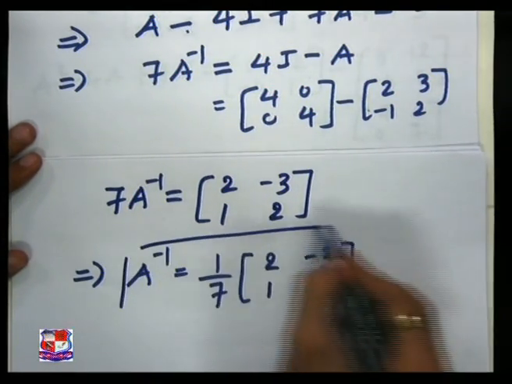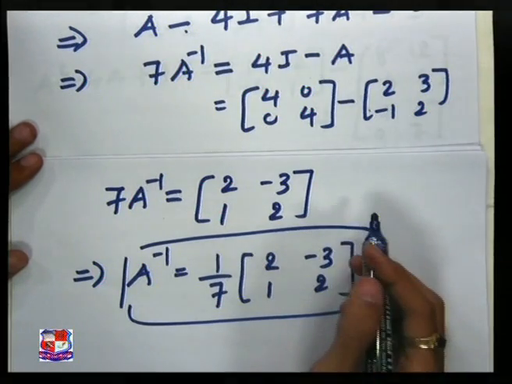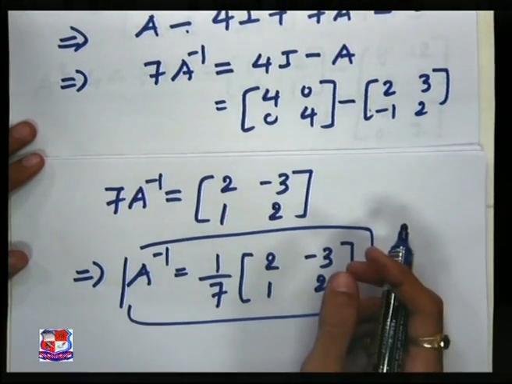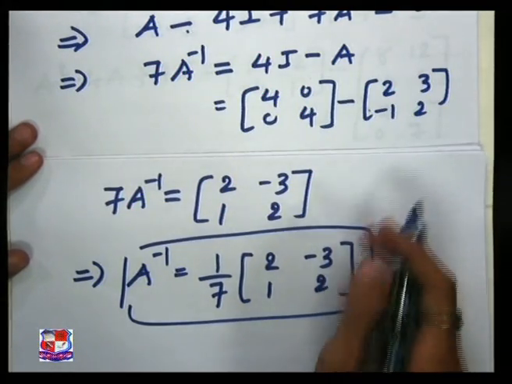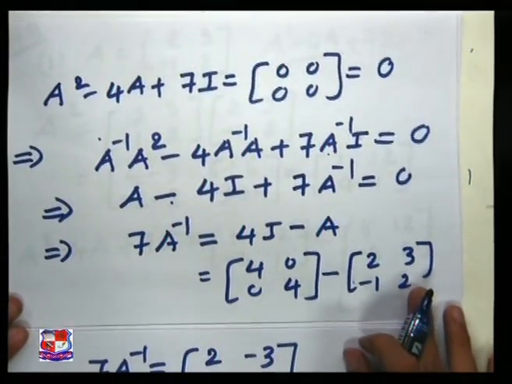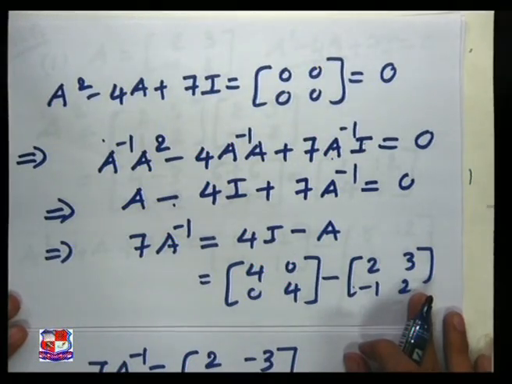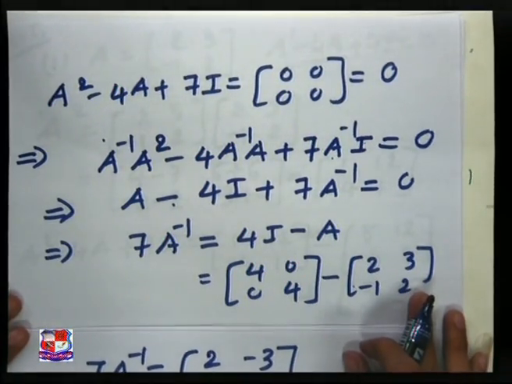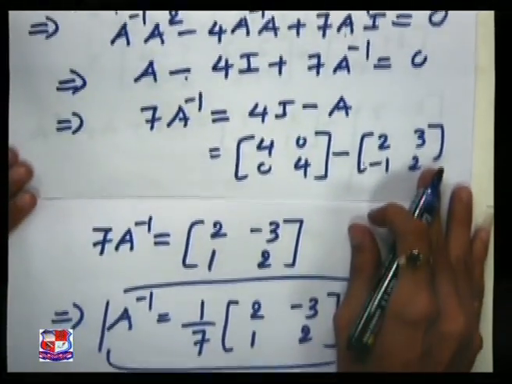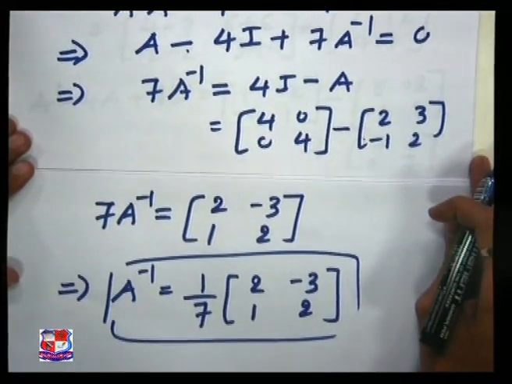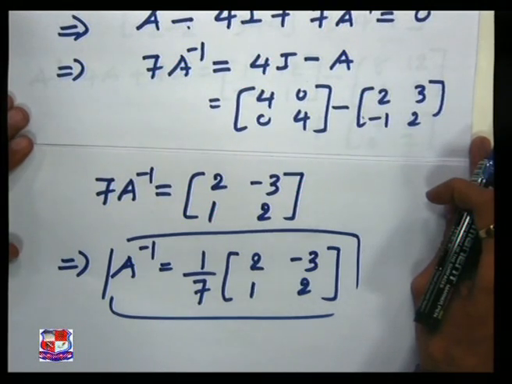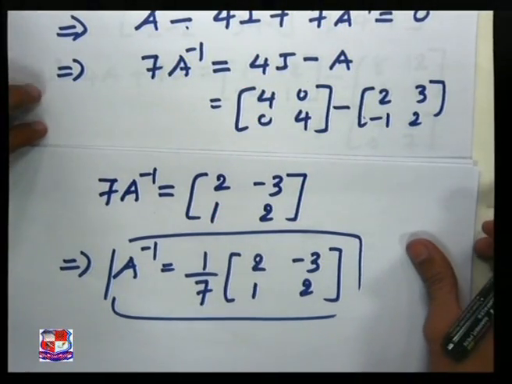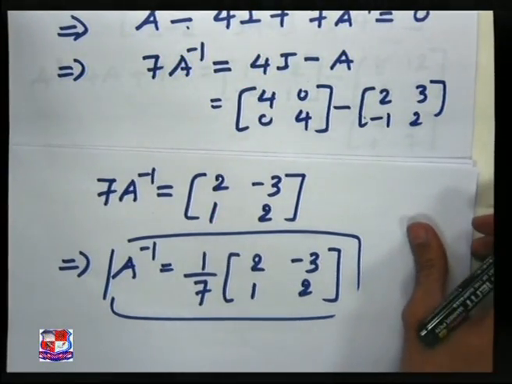So we have solved the first answer of question number 3b, which is, first of all, we have proved A square minus 4A plus 7I is equal to 0, and then using that equation we have found the value of A inverse, that is A inverse is equal to 1 by 7 2 minus 3 1 2. So this is the end of the first question.